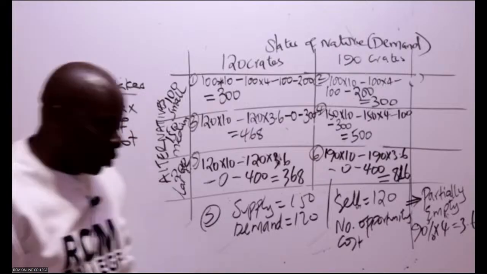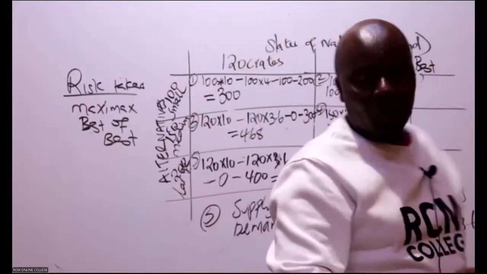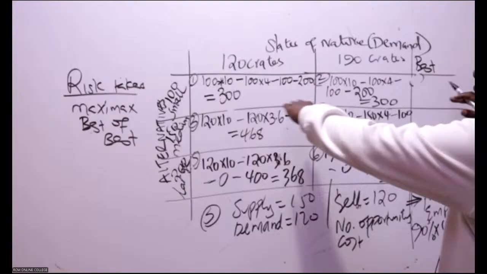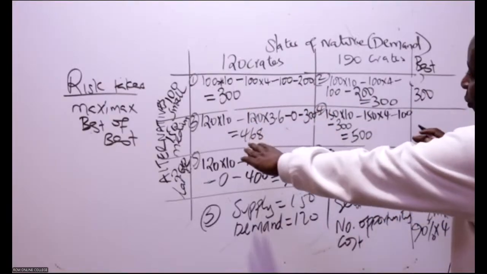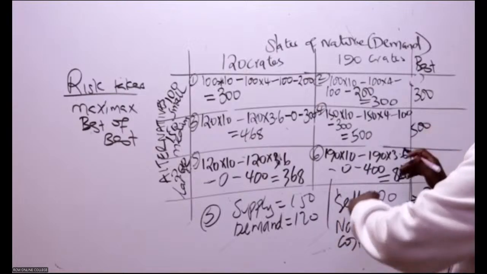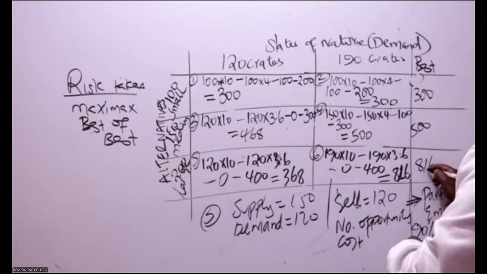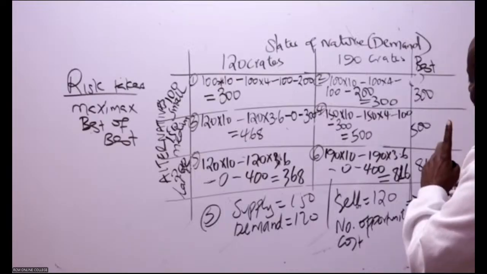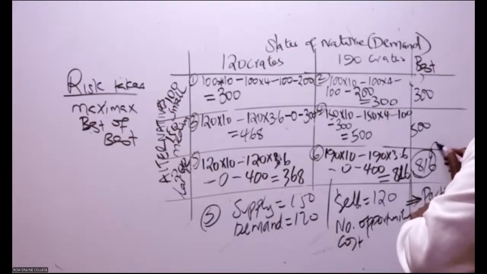So create a column here for best. The very best profit for small is 300. The best profit for medium is 500. And then the best for large is 816. Amongst the best, you only select one maximum of maximums, 816. This is the best of the best.